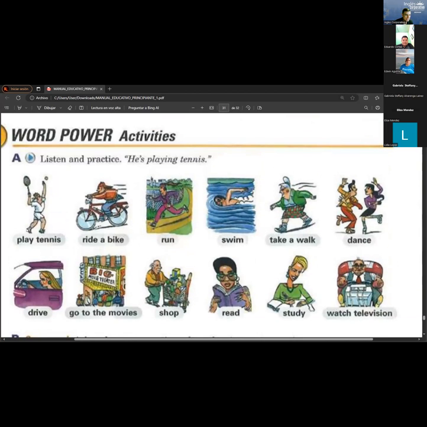Ok. Tenis. Por ejemplo, is he playing tennis? Yes, he is, ¿verdad? Yes, he is. Is he riding a bike?